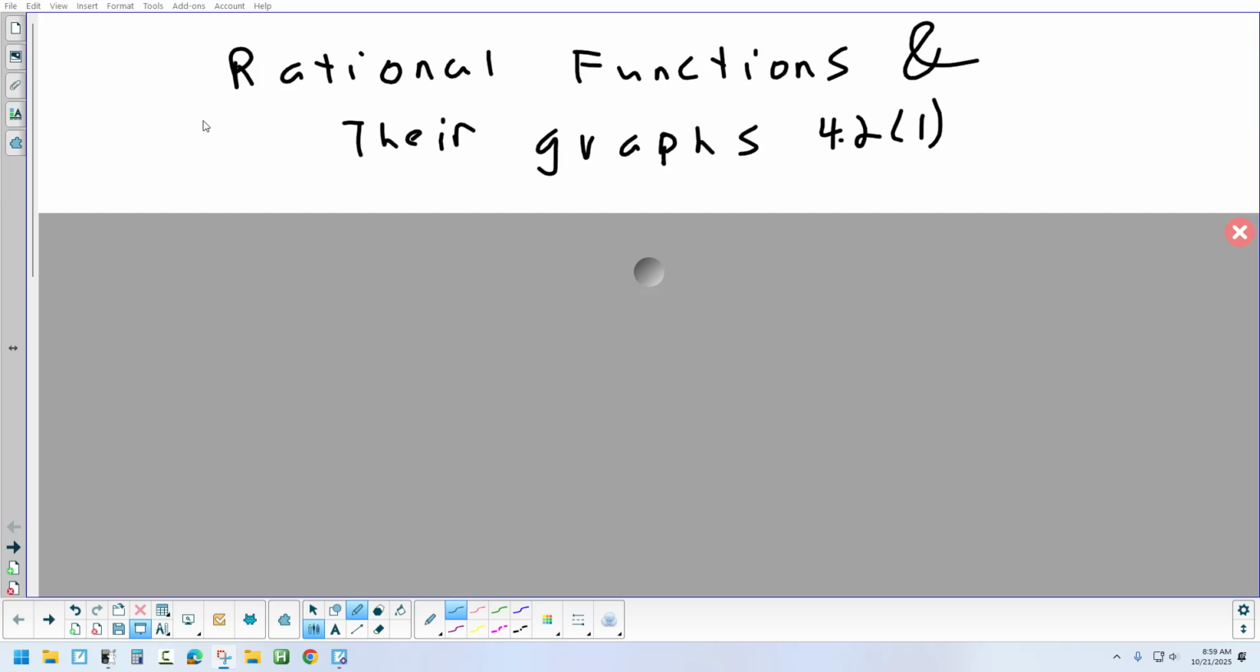All right, so we're going to take a look at our last section, which is 4.2. As I said, we'll split that into 2 days. It's graphing. That's what most all of this section is. But we're going to look at 2 different kinds of cases we can have. We're going to look at the first case today, and then the second case tomorrow.